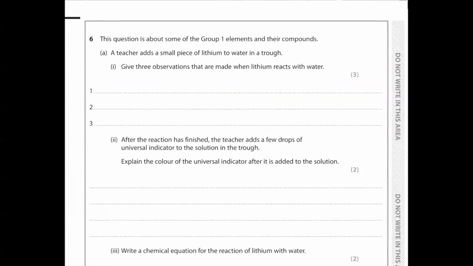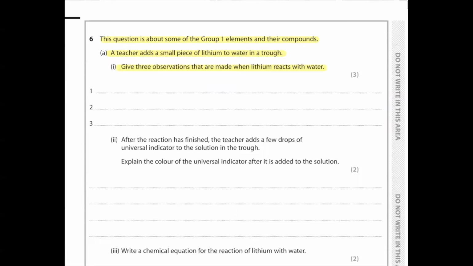Question number 6. This question is about some of the group 1 elements and their compounds. A teacher adds a small piece of lithium to water in a trough. Give the 3 observations that are made when lithium reacts with water.